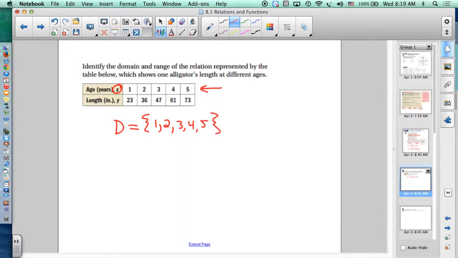And for our range, we're going to do the same thing: R equals, put our bracket, and we're just going to list the different lengths for the values of y. 23, 36, 47, 61, and 73. That's all we have to do when we go to list our domain and our range of a set of numbers. Keep in mind, your domain are always your x values, your range are always your y values.